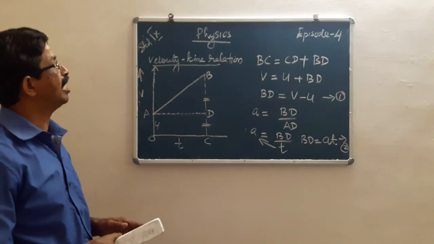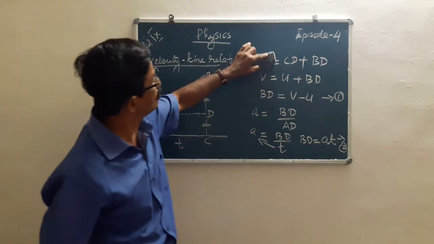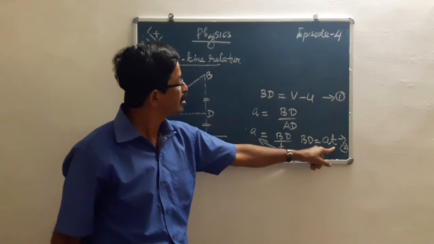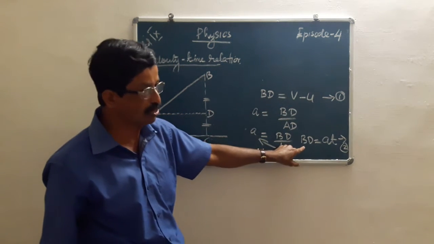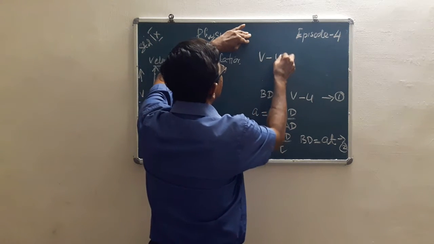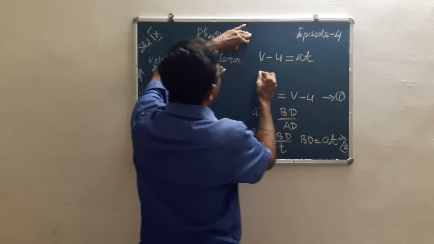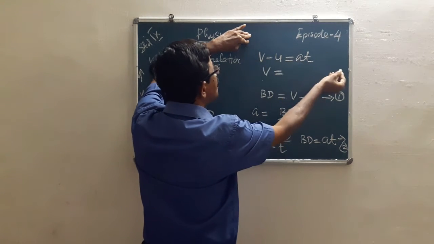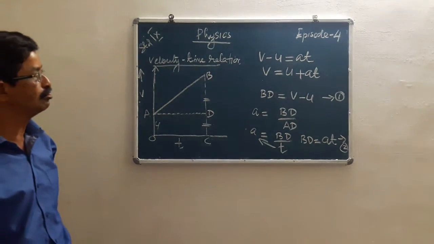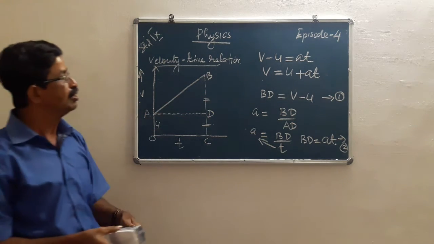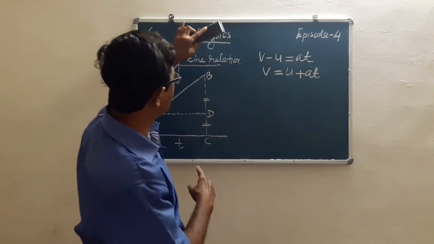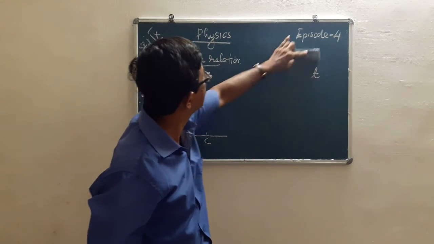Now look at relations 1 and 2. Relation 1 is BD is equal to V minus U. And relation 2, BD is equal to AT. So from these two, the left sides of the equations are equal. So V minus U is equal to AT, or V is equal to U plus AT; this minus U when shifted to this side comes as plus U. This is the first relation we got from this graph, that is V is equal to U plus AT.